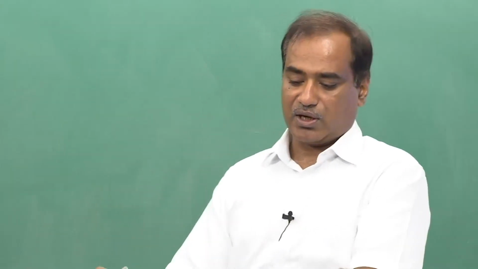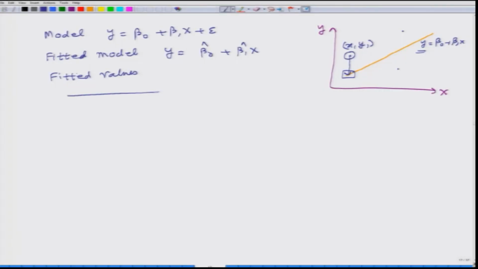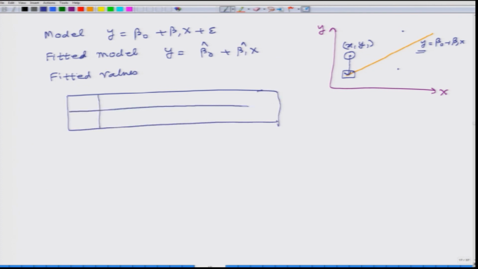Well, let me try to explain with a simple example. Suppose I have a data with xi and yi, with 4 sets of data. I take xi equal to 1 and I obtain yi equal to 6. I take xi equal to 3 and I obtain yi equal to 10. I take xi equal to 6 and I obtain y equal to 22, and when I take xi equal to 7, I obtain y equal to 21.